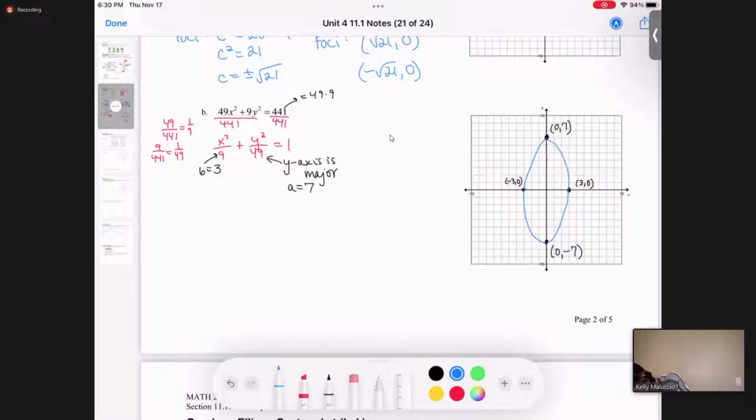Okay. Ooh, that wasn't super, but that's okay. So here and here are the vertices, right? Vertex, vertex. And then we want to get the foci. So let's do this. To get the foci, we're going to do c squared equals a squared minus b squared. So it's going to be 49 minus 9, so it's 40. So c is plus or minus the square root of 40, right?